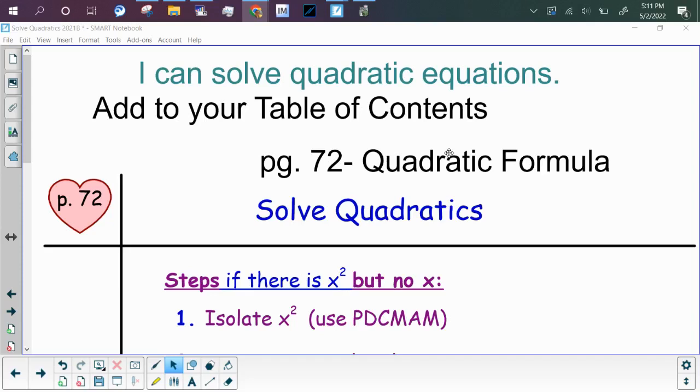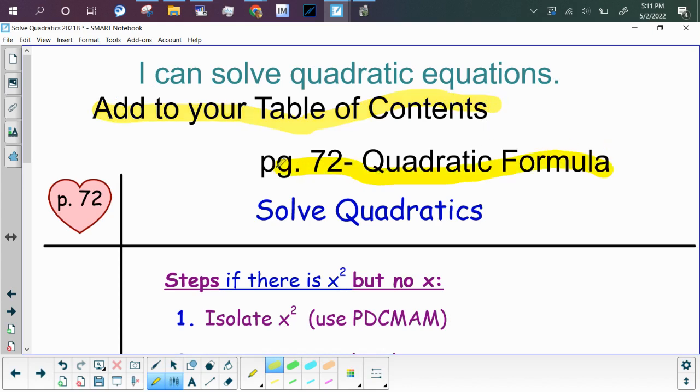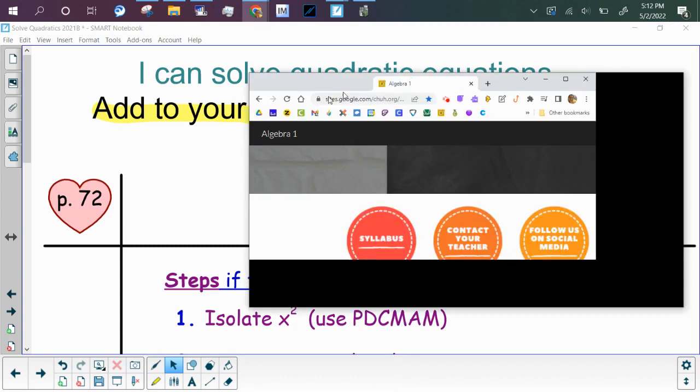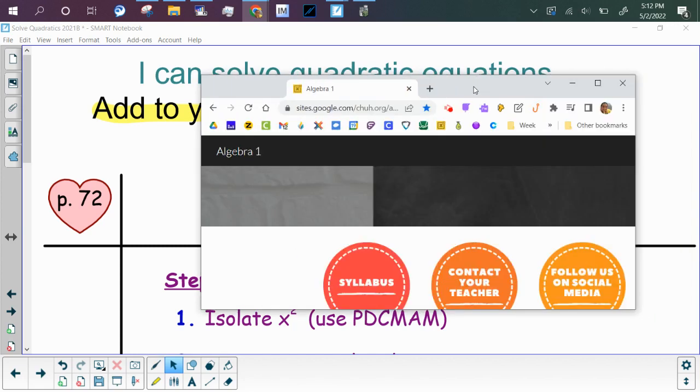Okay, hello everyone. Today we are learning about the quadratic formula and solving quadratics just in general. So what I want you to do right now is open up your OMG to your table of contents, and we are adding page 72, quadratic formula, to your table of contents. The table of contents, remember, is page 3. And when I was walking around the other day, I noticed that quite a few people did not have theirs updated.